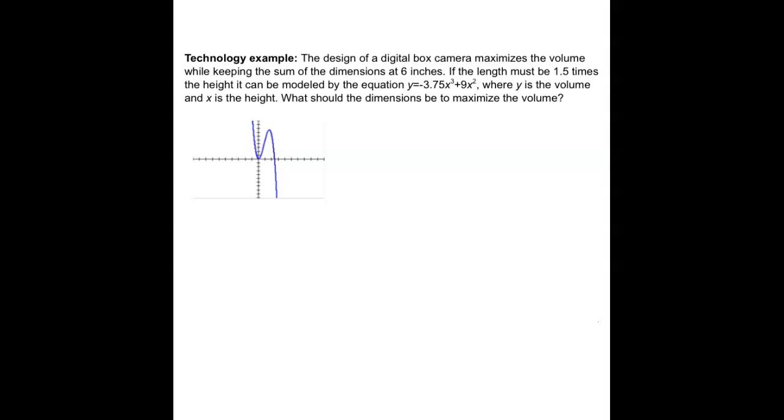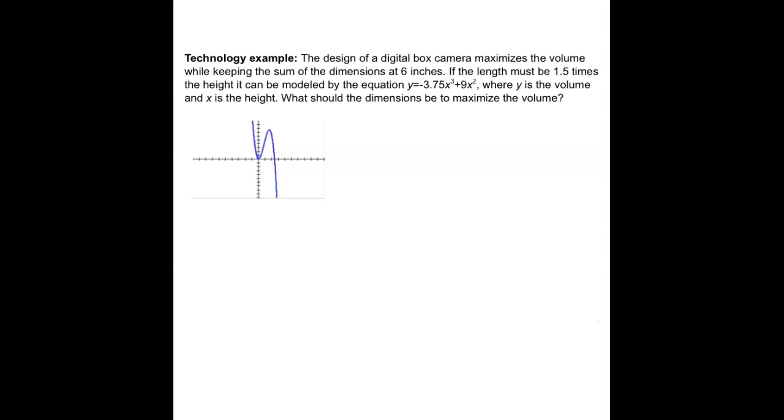All right, it says the design of a digital box camera maximizes the volume while keeping the sum of the dimensions at 6 inches. If the length has to be 1.5 times the height, it can be modeled by the equation y equals negative 3.75x cubed plus 9x squared, where y is the volume and x is the height. What should the dimensions be to maximize the volume?